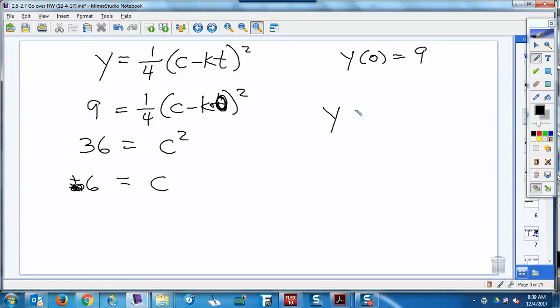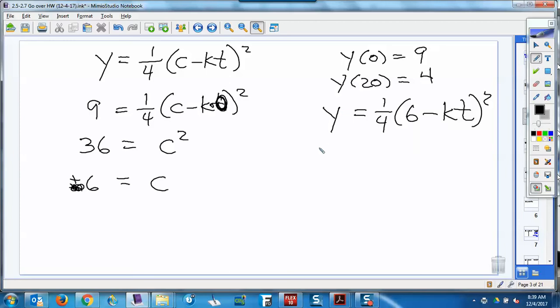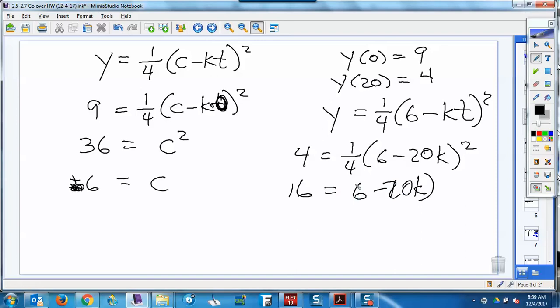So that now tells me that y is equal to 1/4 (6 minus KT) squared. Now they tell me another piece of information, right? Two equations, two unknowns. They tell me that 20 minutes later the tank's down to 4 feet. So this is going to help me tell how fast it is going. So I'm going to put a 4 in here, and a 20 in here for t. I'm going to multiply that and get 16 equals (6 minus 20K) squared. I'm going to square root that. I know that's got to be 4.